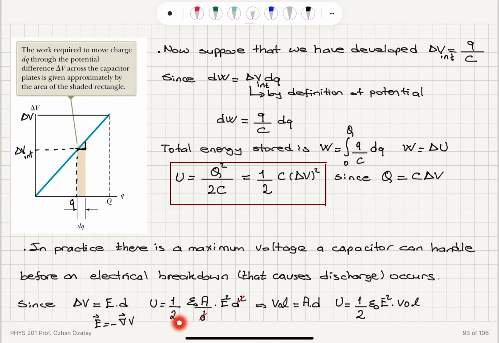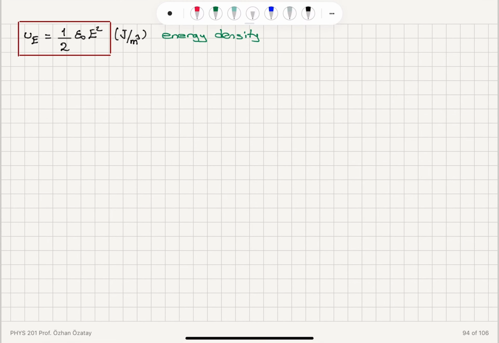So I have the potential energy stored 1/2 C, where C is epsilon 0 A over D for a parallel plate capacitor, times delta V squared, which is E squared D squared. I see that I have 1/2 epsilon 0 E squared, times area times the distance between the plates, which is volume. The total energy stored is this energy density 1/2 epsilon 0 E squared multiplied by the volume. Of course, here I'm assuming that this is free space. Capacitor plates are separated by air. So this energy density, 1/2 epsilon 0 E squared, of course will have an SI unit, joules divided by meter cube.